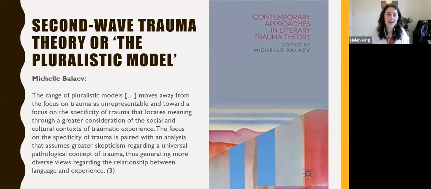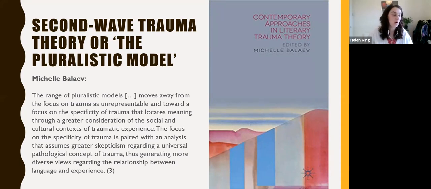However, in the last couple of decades, a lot of different theories of trauma have emerged, and these theories push back on this idea that the model of trauma can be universal. They push back on the idea that trauma always operates in the same way. This is sometimes known as second wave trauma theory, or as the pluralistic model of trauma. And this model, or rather models, we should say, of trauma theory operate in two ways.